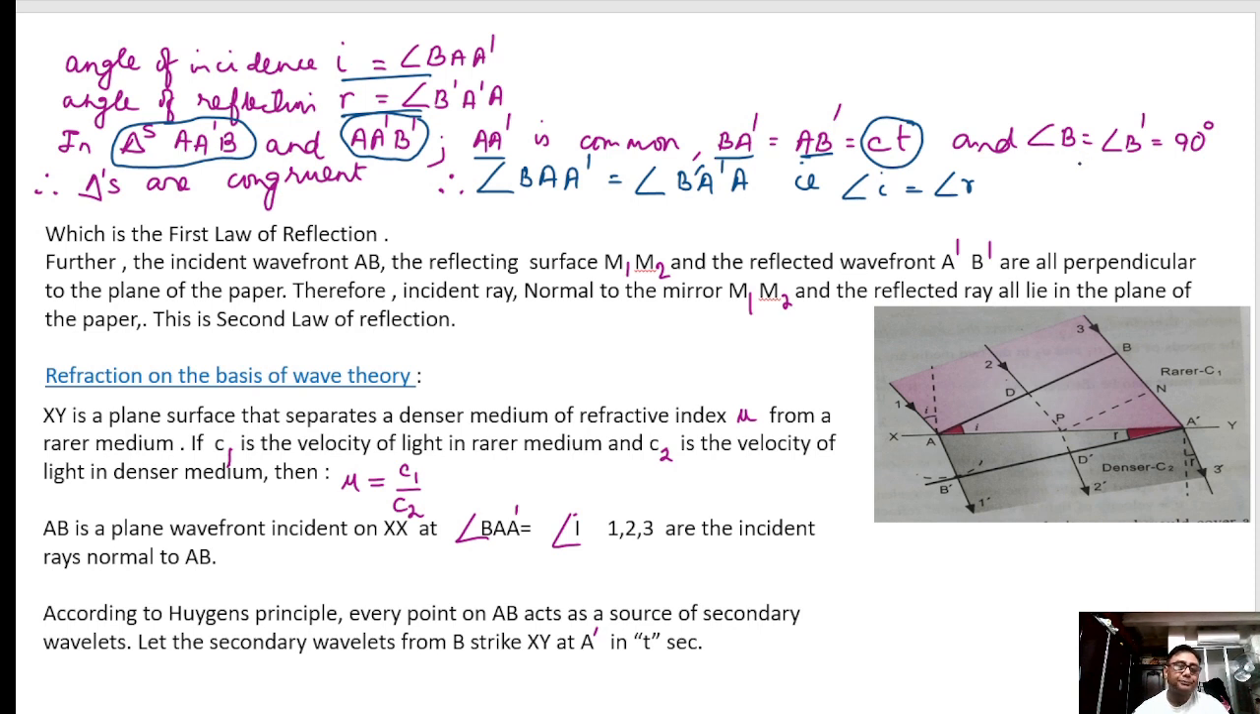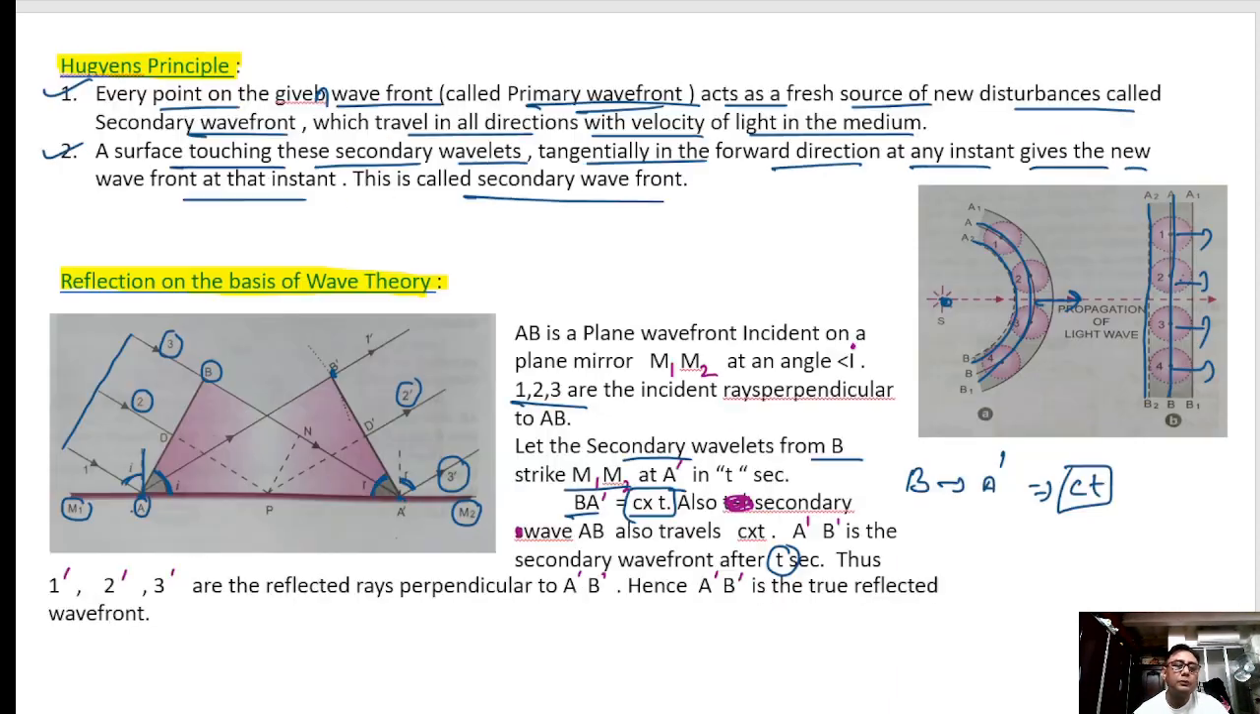Now angle B and angle B dash: please watch the figure. Angle B and angle B dash are both 90 degrees. So in the two triangles there is a 90 degree angle, and a common side, A A dash, and BA dash is equal to AB dash. So the two triangles are congruent, and I can tell angle i is equal to angle r.